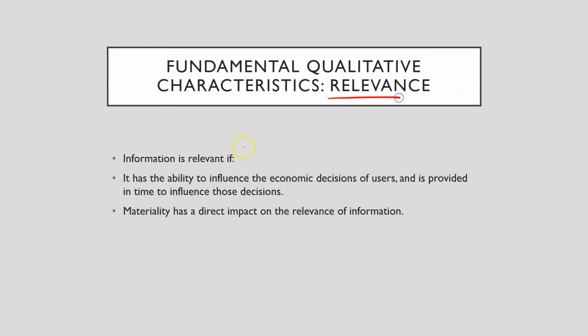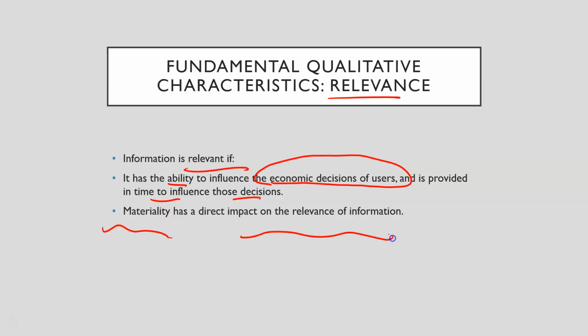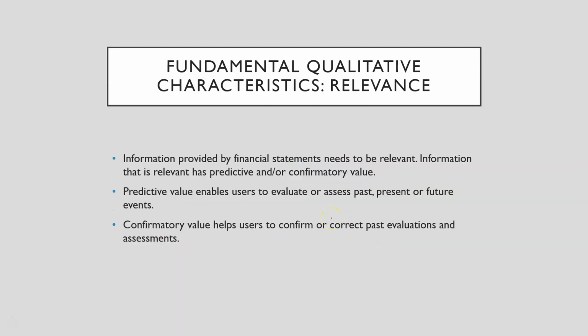Relevance. Let's talk about relevance. Information is relevant if it has the ability to influence the economic decisions of users and is provided in time to influence those decisions. So we're talking about timeliness. We're talking about materiality: will the omission affect the way the user will behave or act?